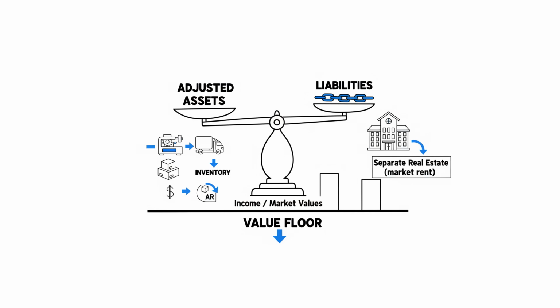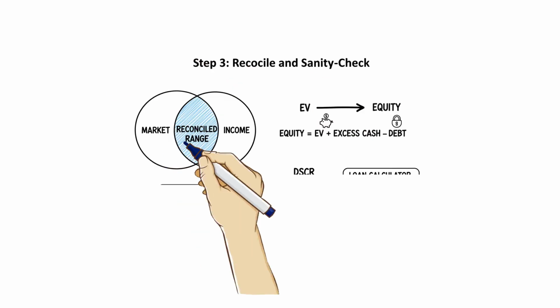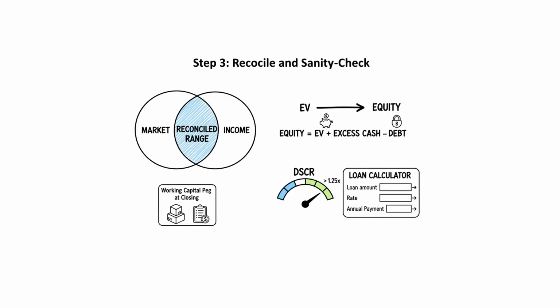Subtract all interest-bearing debt and liabilities tied to those assets. Real estate is typically valued separately and leased back at market rent. For healthy going concerns, this method provides a floor, often below income and market values, but it can define the deal in distressed or underperforming cases. Triangulate a range by weighing the methods that best fit the business. Example weights: market multiple 50%, income 40%, asset 10%.